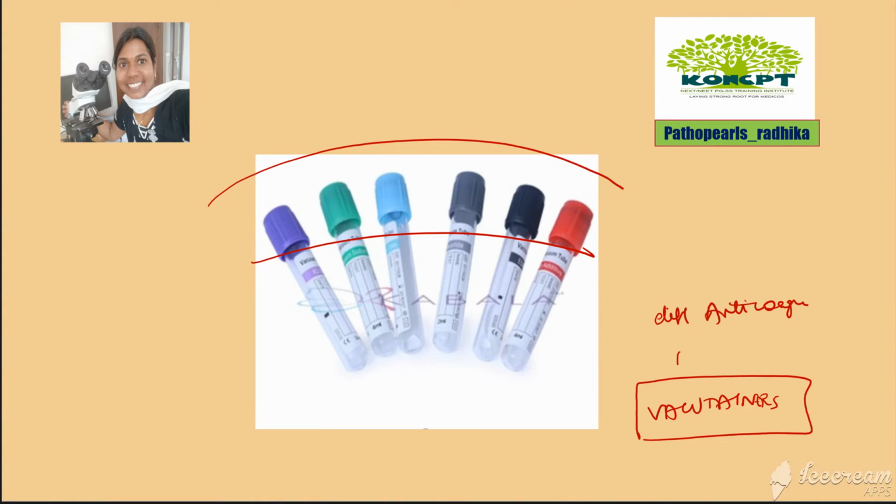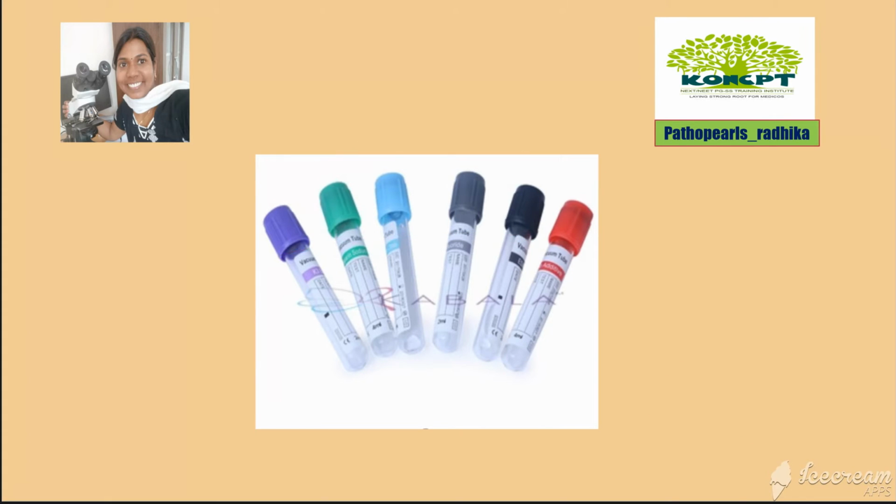So you can't use the same tube for all the tests like you have for clinical pathology, biochemistry. So you need certain anticoagulants for certain purposes. So first is a purple or the lavender. Purple or lavender is one of the most commonly used tubes.